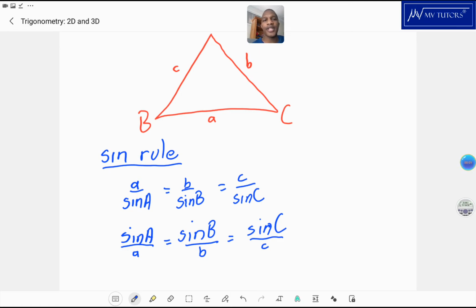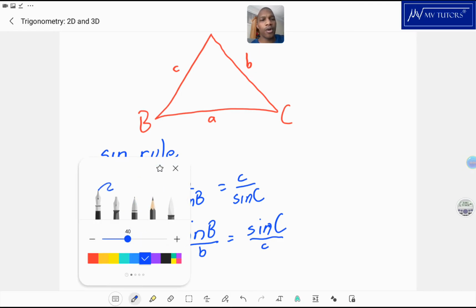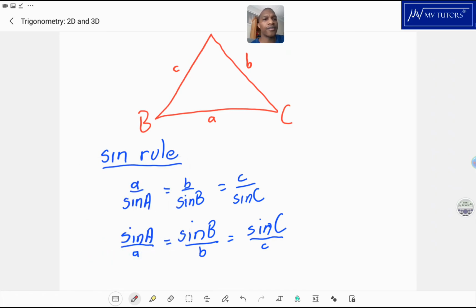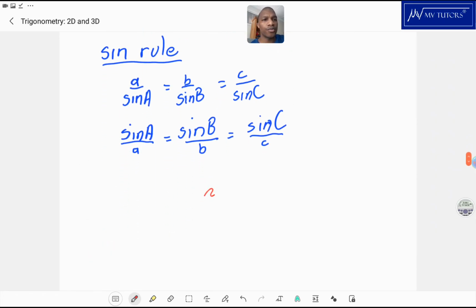But hold on, that's not all. We also have what we call the cos rule. Now let me just redraw the triangle again. We have A opposite. We have B opposite.